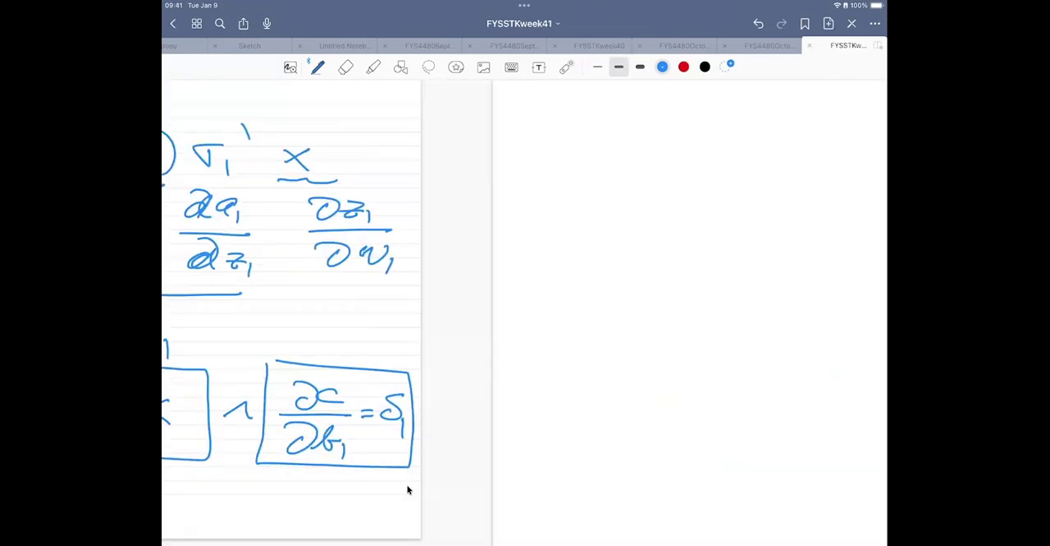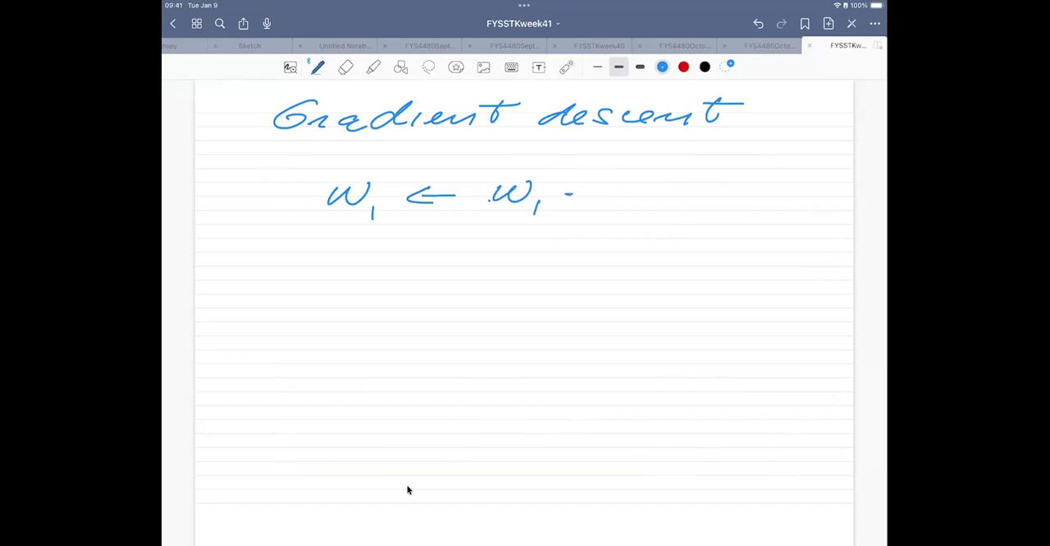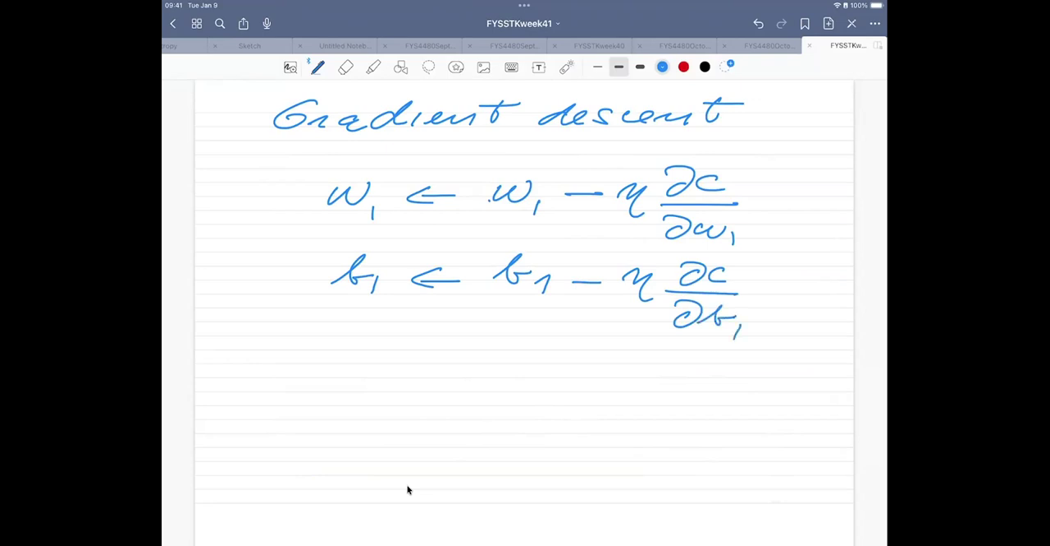What we need next is gradient descent, and that is the final part of the algorithm. We need an update for W1, where we have W1 minus eta times dC/dW1. And then B1 is updated by B1 minus eta times dC/dB1. And we have these derivatives now. Okay?